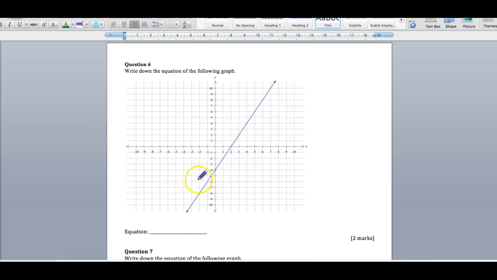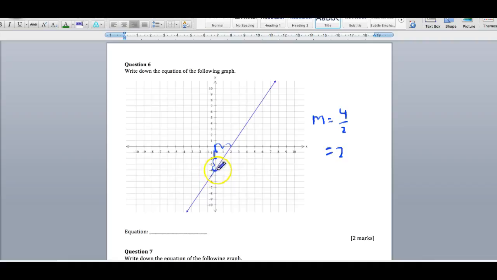Write down the equation of the following graph. So this one here, we can find the gradient just by looking at it. It's a positive gradient, so we're going up 1, 2, 3, 4, and across 1, 2. So your gradient m is 4/2, which is 2.